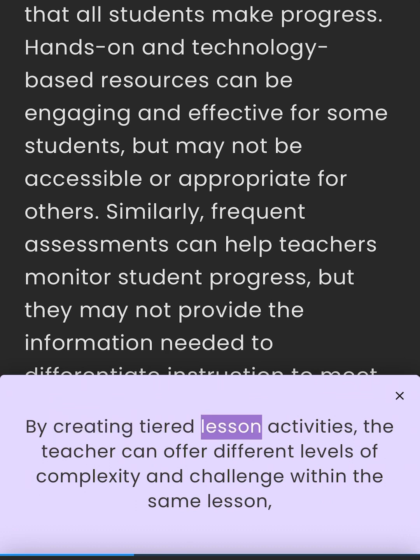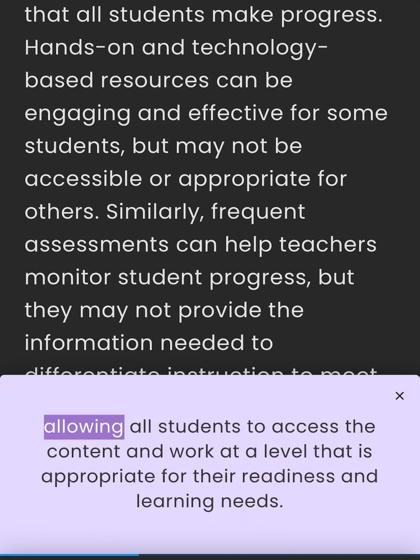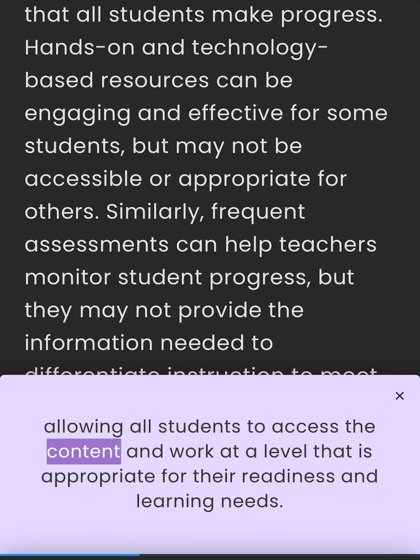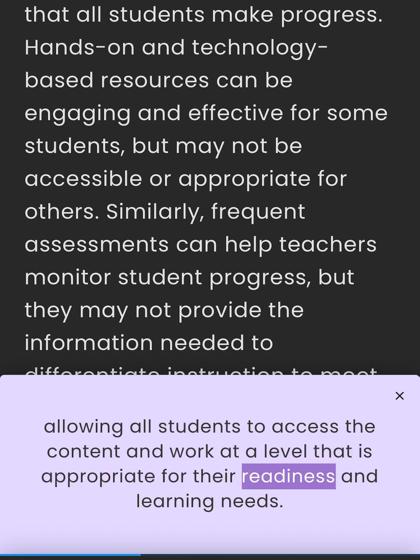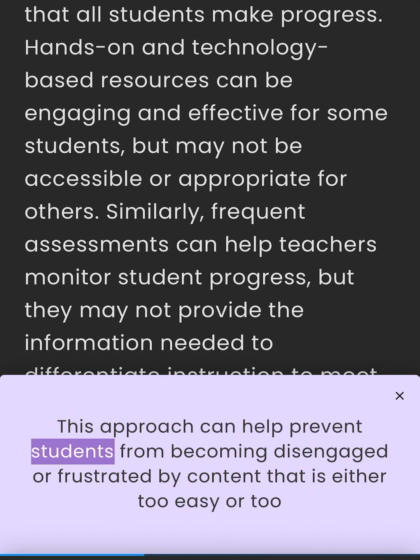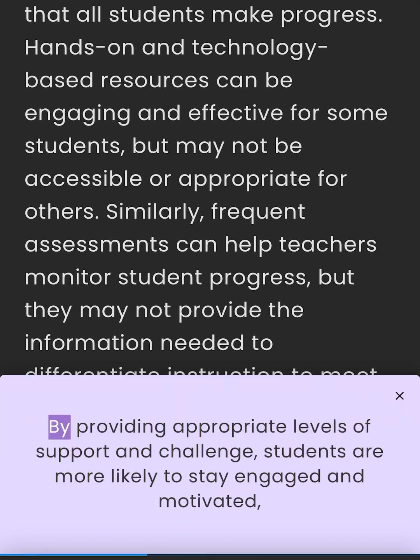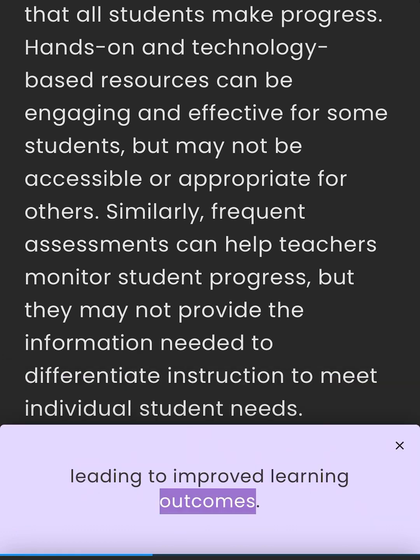By creating tiered lesson activities, the teacher can offer different levels of complexity and challenge within the same lesson, allowing all students to access the content and work at a level that is appropriate for their readiness and learning needs. This approach can help prevent students from becoming disengaged or frustrated by content that is either too easy or too difficult for them. By providing appropriate levels of support and challenge, students are more likely to stay engaged and motivated, leading to improved learning outcomes.